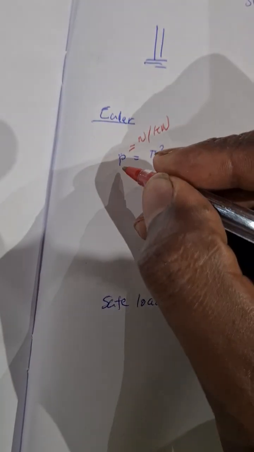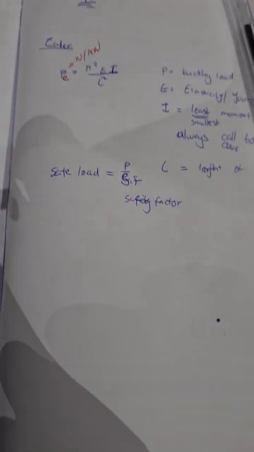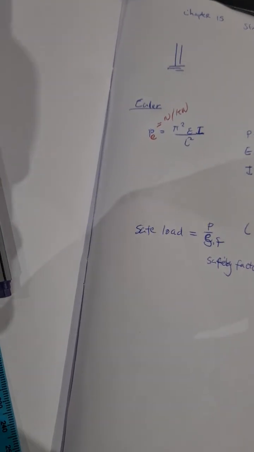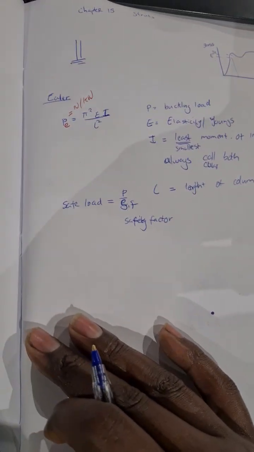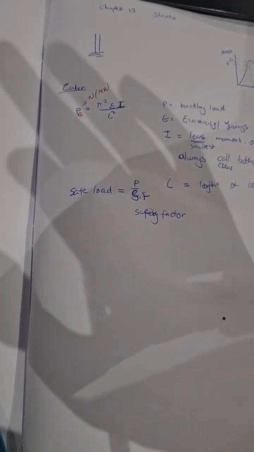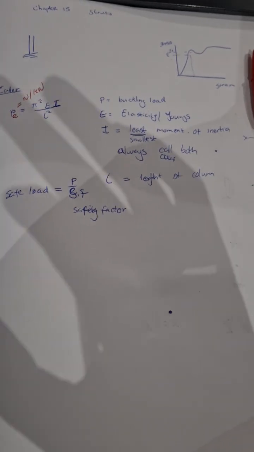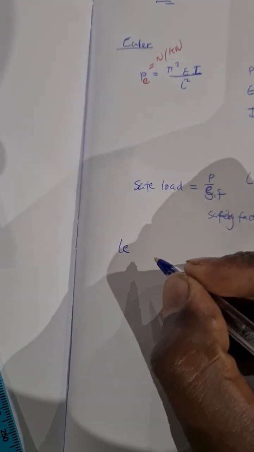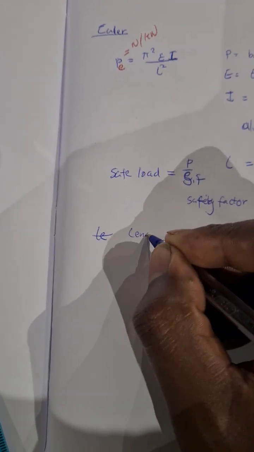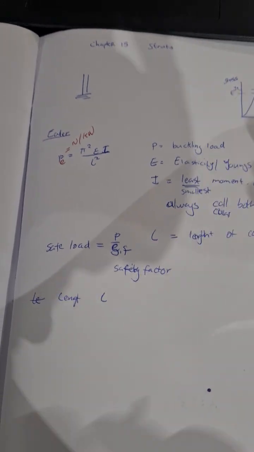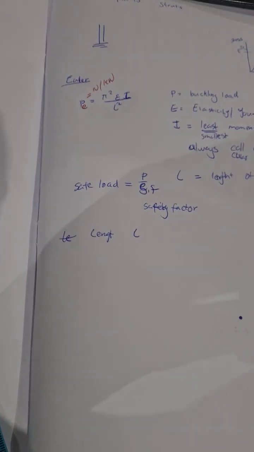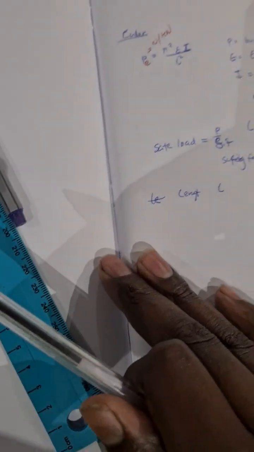Sometimes in other formulas, you're going to find P_E, where E means Euler, if you like. I'm done with this, but there's one thing that is very crucial: the length, L. You must read the question very carefully.